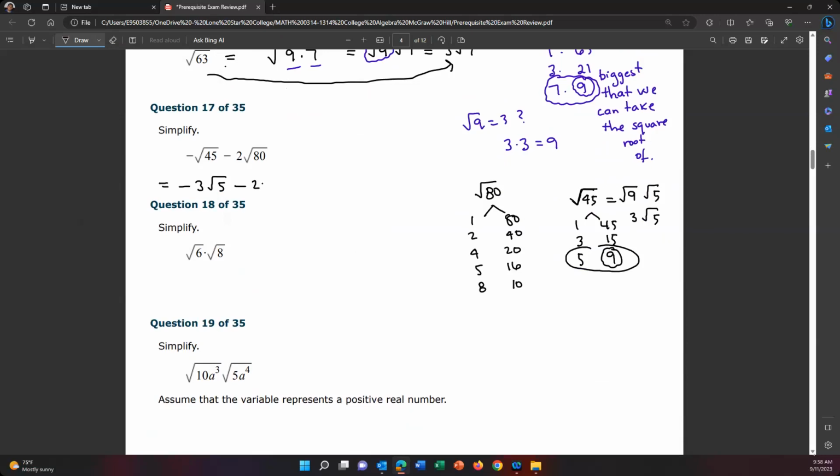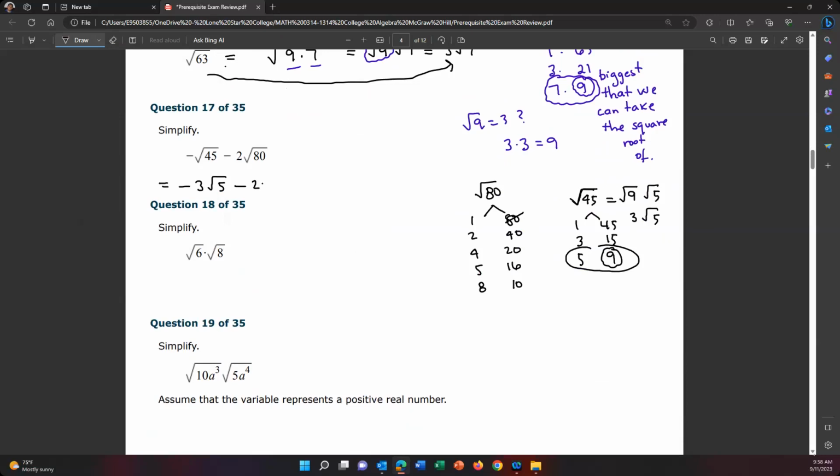But out of all these numbers, 1 through 10, this one has 10 factors. Out of those 10 factors, which one is the biggest one we can actually take the square root of? Well, we wouldn't be in this conversation if we could have taken the square root of 80. We would have done it from the very first time.